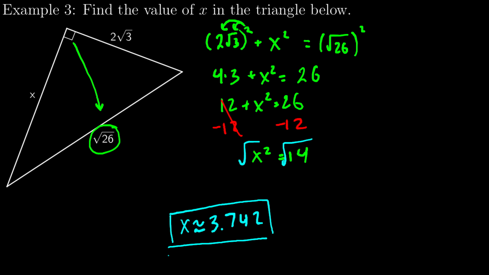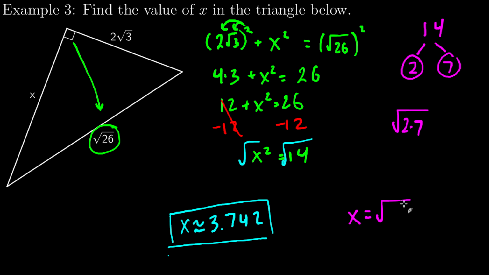And as a math teacher, I like getting the exact answer. To do that, I will break down the 14. So 14 is 2 times 7. 2 is prime. 7 is also prime. I don't have any pairs, so I'll just have the 2 times 7 left over in the square root. So my exact answer will be x equals square root of 14. It actually does not break down any further.